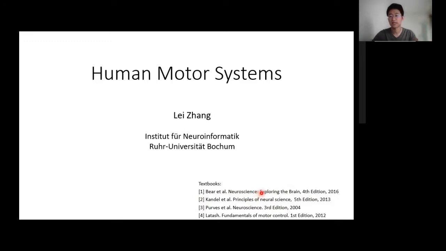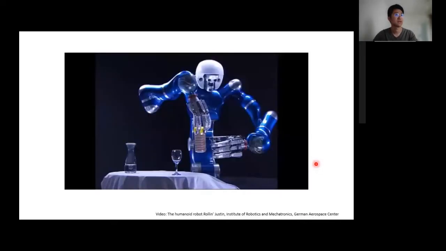Concerning the second aspect of the motor system, the mechanistic level, we are talking about motor control theories. For that, I would refer you to the fourth textbook by Latash, Fundamentals of Motor Control. This book covers the state-of-the-art theories about motor control. If you are interested in theory and modeling, you could look at this book. It's also very easy to read and a very interesting book. Okay, so let's start the slides.